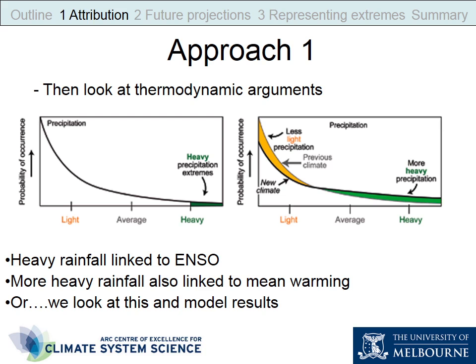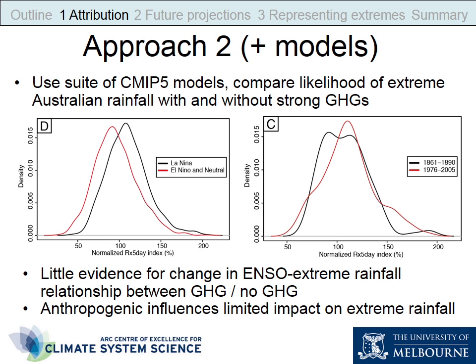So we can use all that information, and then we can also look at the climate model results. And in this case, we're using a suite of the CMIP5 models, and I think we've talked about them previously, but a collection of different models that are running standardised experiments that can be used together as an ensemble.